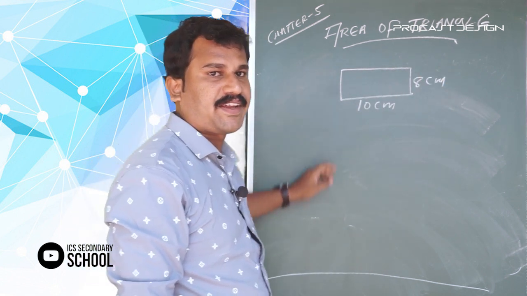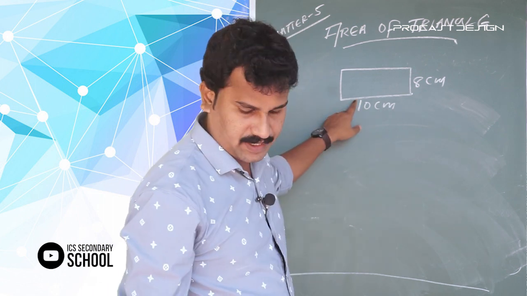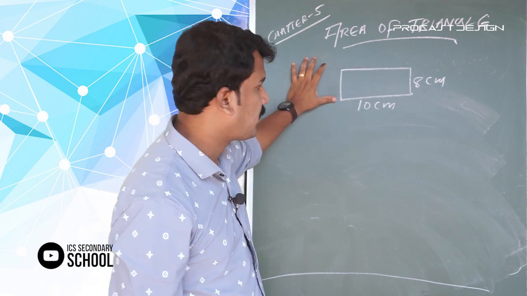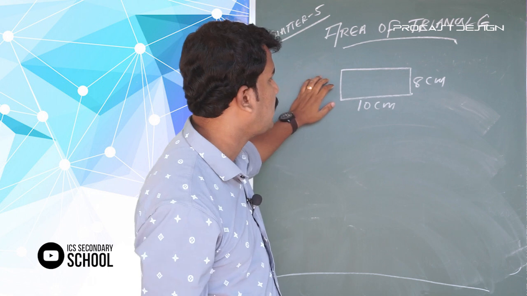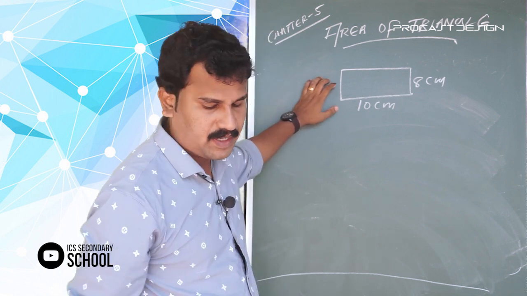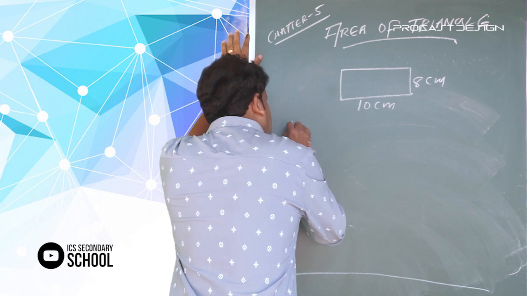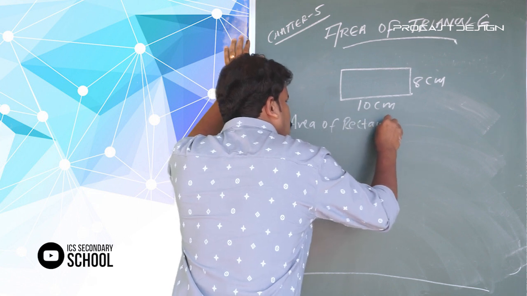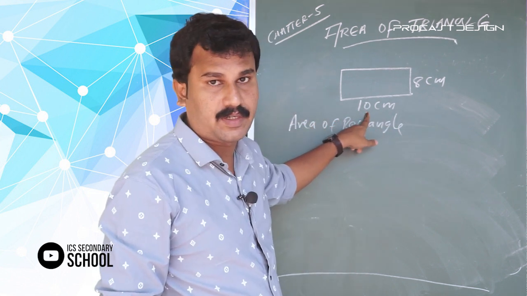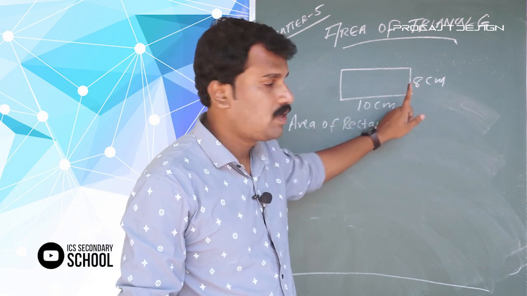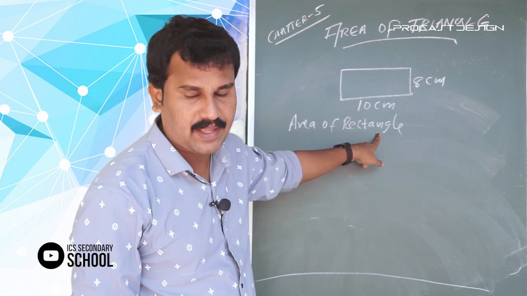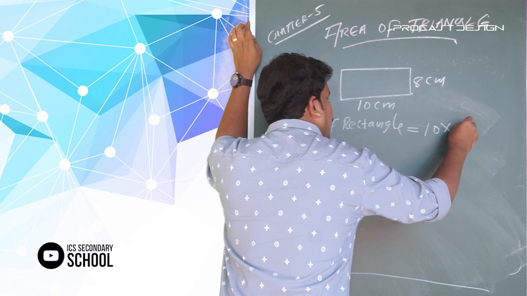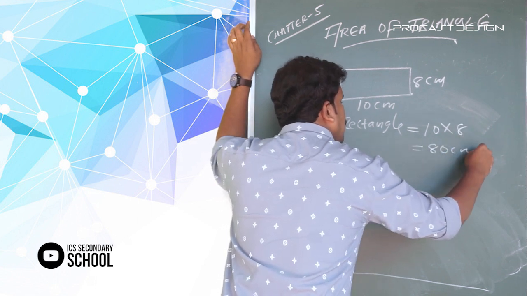Now look at this, a rectangle with 10 centimeter length and 8 centimeter width. We already know the area of a rectangle. Area of rectangle is length into width, that is 10 into 8, that is equal to 18 centimeter square.